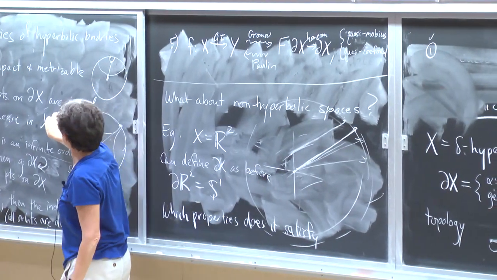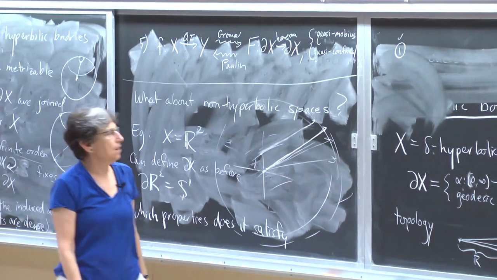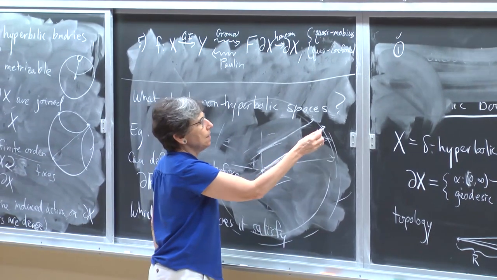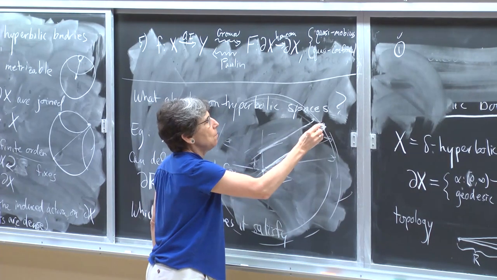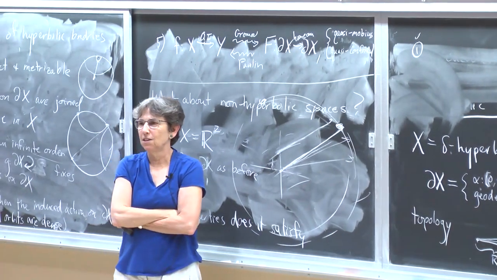Okay, two. Any two points on the boundary are joined by geodesics. Okay, what does that mean? So my boundary is the space of directions. So I want to know, can I join this point to this point? Is there a bi-infinite geodesic?